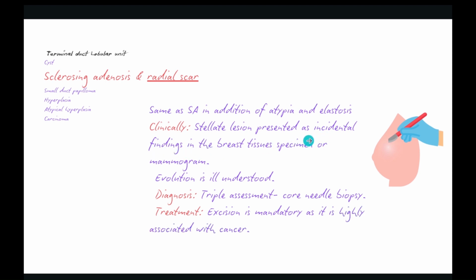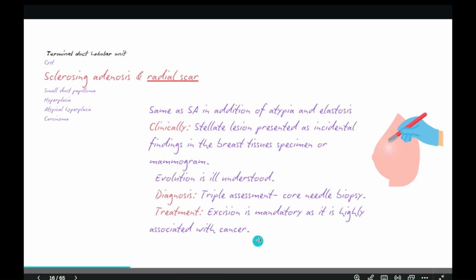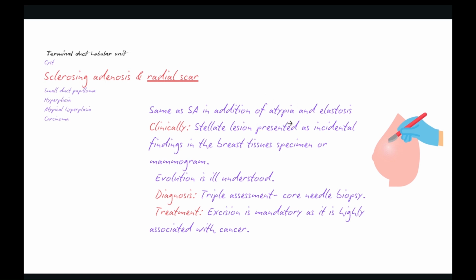Usually, it is not found as sclerosing adenosis. Why is that? Because it is very small, and usually it is less than 1 centimeter. The evolution of such disease is ill understood, and it can be diagnosed by triple assessment and core needle biopsy, and excision is mandatory as it is highly associated with cancer, because there are proliferation and there is atypia. So you will find that any disease which is associated with atypia is a high risk for malignancy, and excision is mandatory in all types of diseases which contain atypical cells.